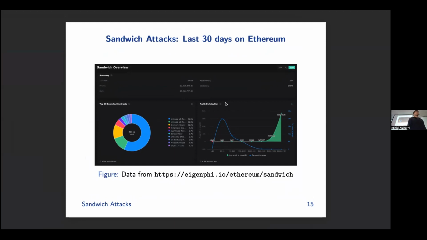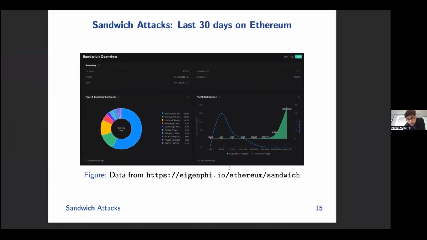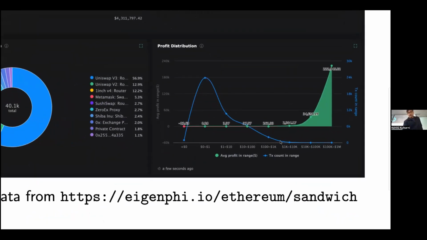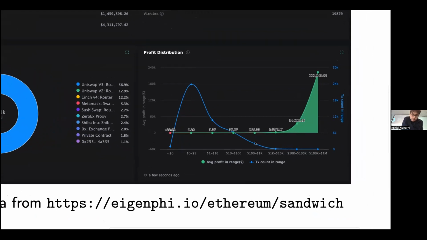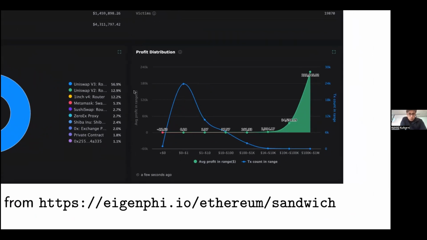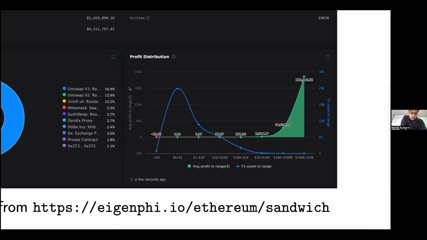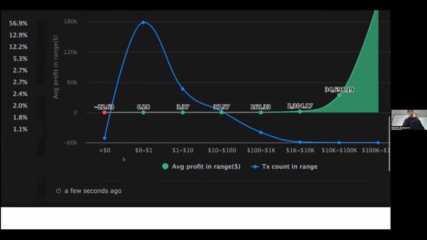What is the x-axis, the y-axis in this plot? I think there are actually two y-axes. On the left-hand side, the y-axis is how much profit there was in the ranges of sandwich attacks of these different sizes. On the right-hand side, it's how many transactions actually experienced sandwich attacks of those sizes. As you can see, most sandwich attacks are very small, like less than $10.